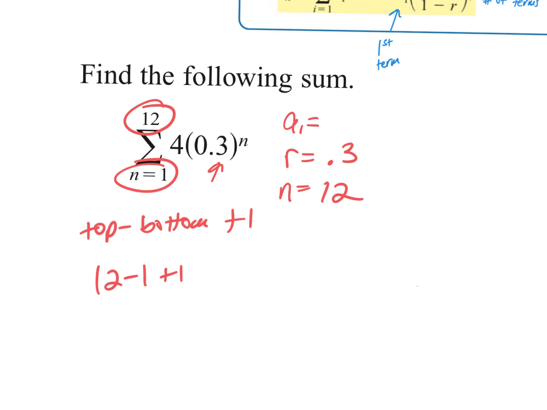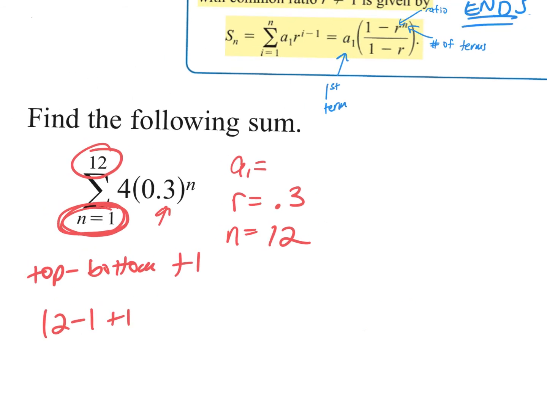Okay, sometimes it's just the number before the parentheses. Sometimes it's not. What do we have to do to find the first term? Plug in 1. So when I plug in 1, I have 4 times 0.3 to the first power, right? So my first term is 4 times 0.3.